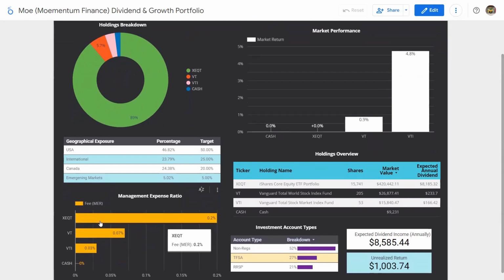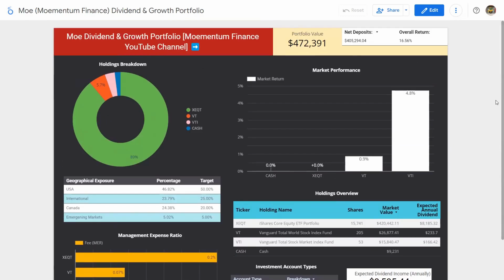Lastly, you do notice that I have illustrated the management expense ratio for these different ETFs that I have in my holdings. X equity has a fee of 0.20%. VT has a management expense ratio of only 0.07%, and the lowest management expense ratio here belongs to VTI, which is at 0.03%.